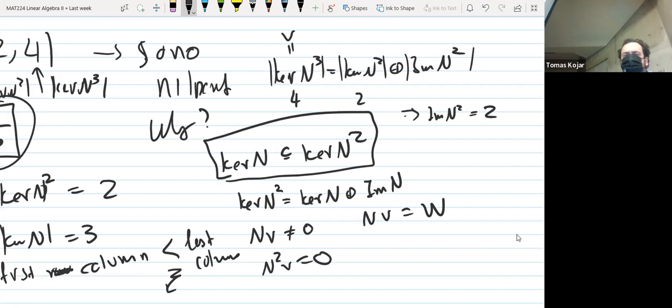Like n times n squared of anything is 0. Oh, I see. Like n of n squared of b is 0. Let me see. n squared of b is... yeah, sure. Image of n squared. Yeah, but that doesn't tell you that they're equal. No, I'm just saying the image of n squared has dimension 2, but the kernel of n has dimension 1. So no, it doesn't. Kernel of n cubed is 4. Yeah, but image of n squared is not in the kernel of n.